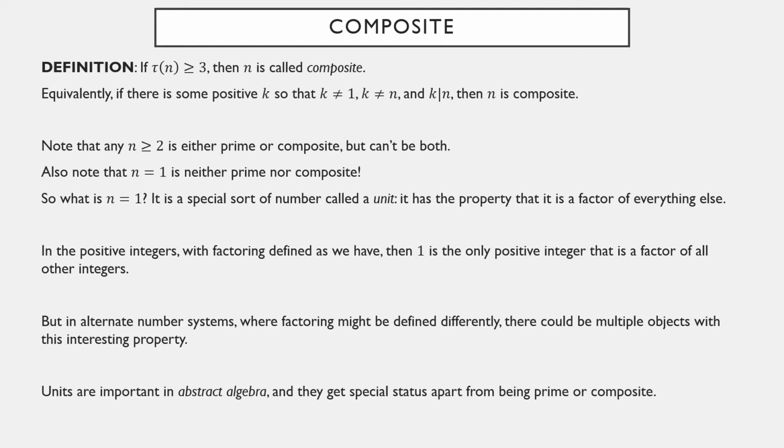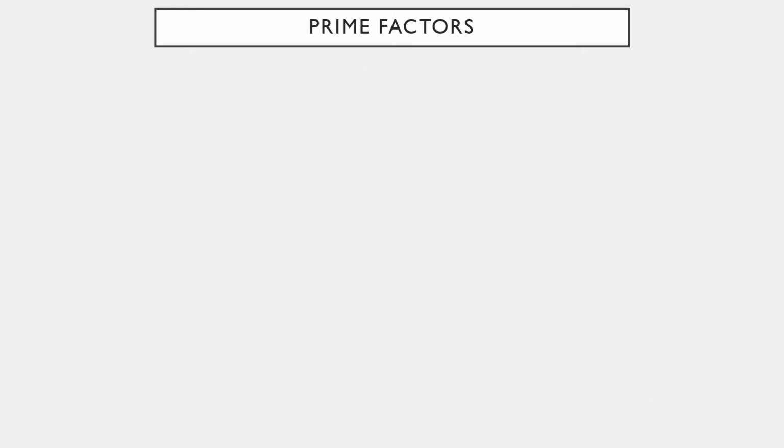So such things are called units. They are factors of everything. And in abstract algebra, they come up and they're important. They're not considered prime. They're not considered composite. They're their own thing. But we're not really going to get into it. And now we can start talking about prime factors.